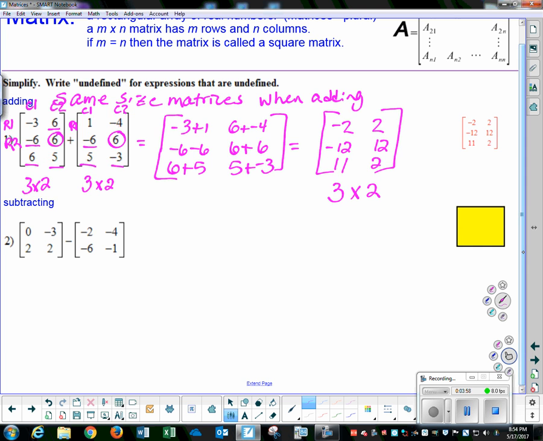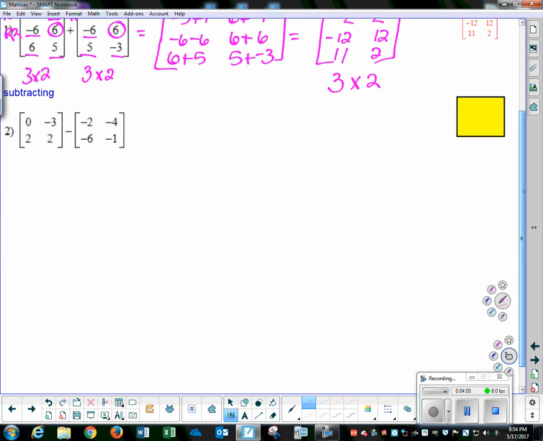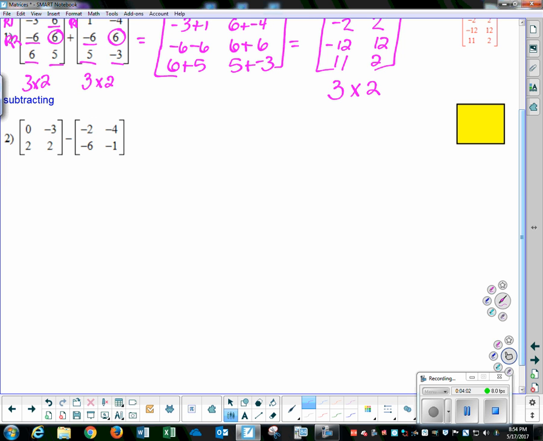Subtracting them, well, subtracting is not much harder than addition. Once again, you must have same size matrices when subtracting. So I'm just going to analyze this. Oh, it's a 2 by 2. That makes this a square matrix and another 2 by 2. So we're going to subtract these values.